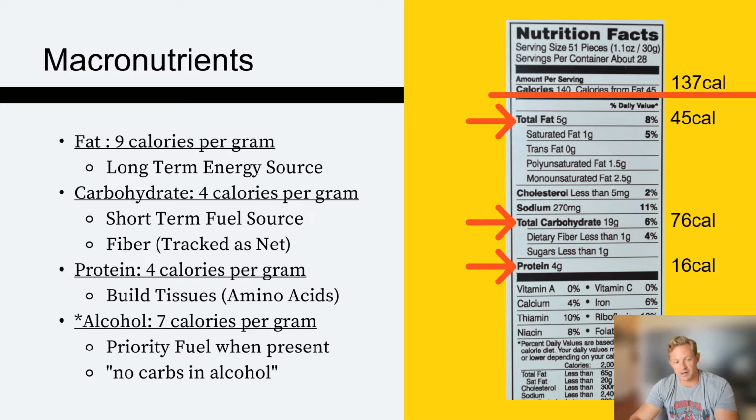Now, on here, I put alcohol. Alcohol is not one of the more popular macronutrients. It's not discussed, but you must know it still contains a caloric value at 7 calories per gram. And we'll dive into some of the intricacies of alcohol throughout this program, such as how it becomes a priority fuel source when it's present in the body. So there's a lot to dive into there in future lessons.